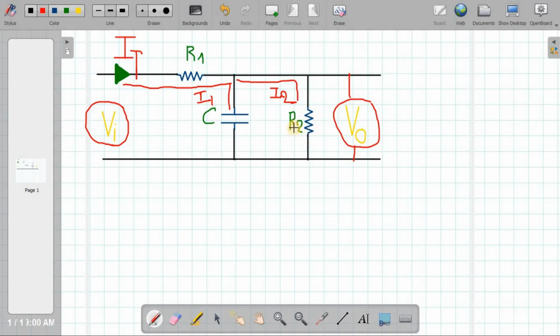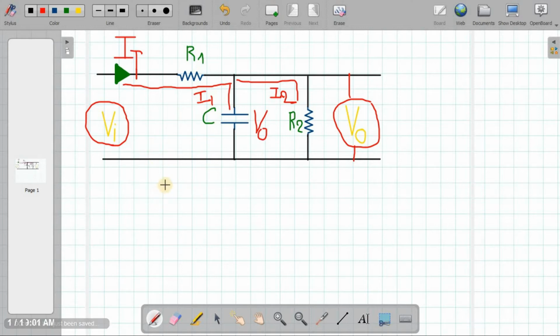But the fact that R2 and the capacitor C are in parallel means that automatically the voltage in the middle here is V out. So C and R have the same voltage, which you call V out. In this way it becomes very easy, because you already have two components that have the same voltage, and only one other component on the other side.